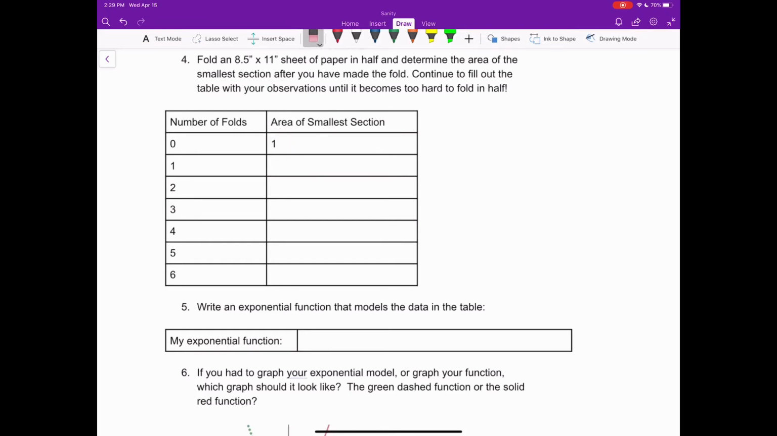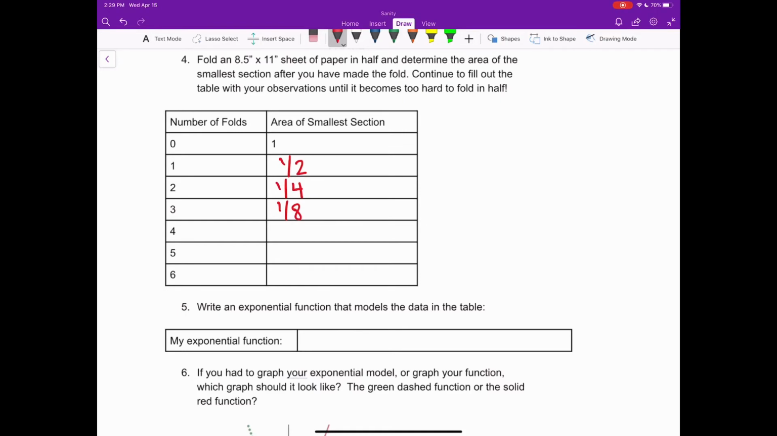After 1 fold, we saw that we sectioned it off into 2 halves. So one of the smaller sections would represent 1/2. So the area of my smallest section after 1 fold was 1/2. After 2 folds again, we saw that we cut it into fourths, or 4 sections. So the area of the smallest section would be 1/4. Again, with 3, we had 1/8.